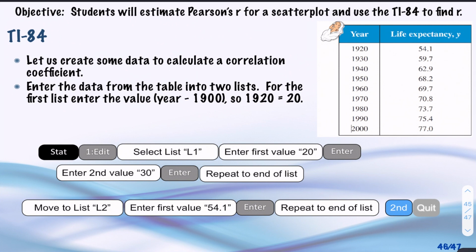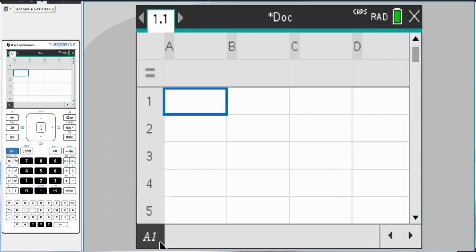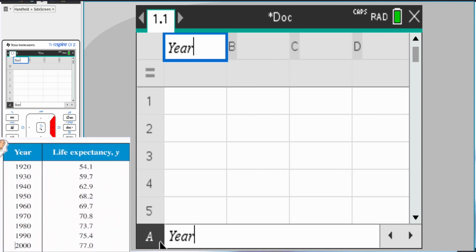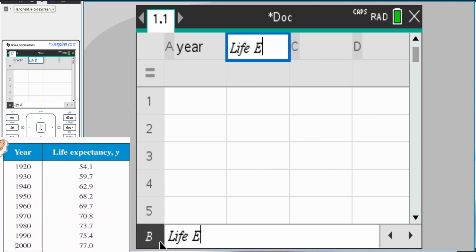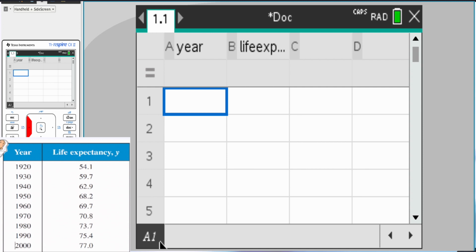So let's try one example. I'm going to walk you through on the TI Inspire, and then if you have a TI-84, we can fix that in class. So I'm just going to switch over to my graphing calculator. So now that I'm on my graphing calculator, I'm going to add a list and spreadsheet. What we're looking at is the year, and then we're looking at life expectancy. So life expect. It has to be one word in order for this to do it appropriately.